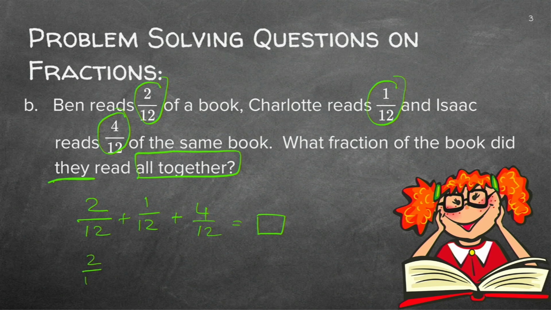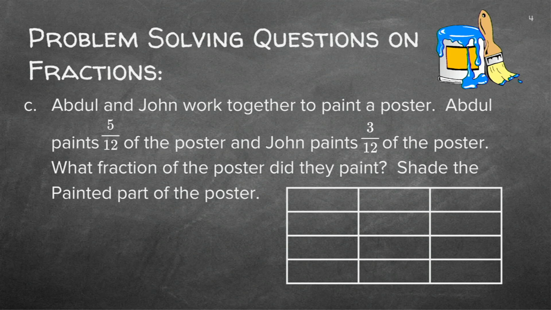And now I can do my calculation. 2/12 plus 1/12 plus 4/12. Very important: my denominator is the same. So now I can say 2 plus 1 equals 3 and 3 plus 4 equals 7. And you have to answer in a sentence. What fraction of the book did they read all together? They read 7/12 all together. How easy is this, boys and girls? Having fun with fractions. The next one.